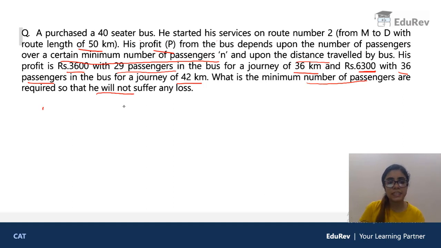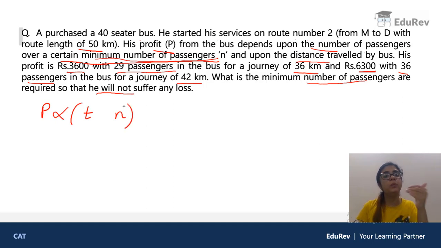Okay? So basically, let's say the profit is P. It depends upon the number of passengers over a certain minimum number of passengers N. So let's say T are the number of people traveling and N are the number of people beyond which he will not suffer any loss. So his profit varies with respect to T minus N. It is the difference between the people traveling and the minimum number of people required to travel so that he does not suffer any loss.